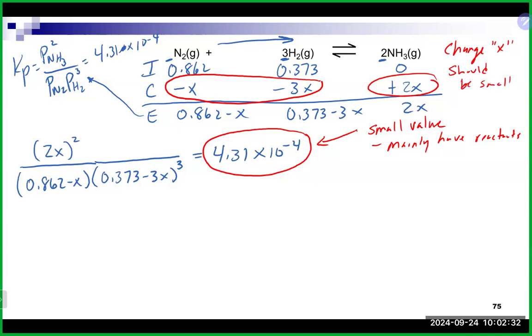So in a situation like this where you have a small K value, because you'll mainly have reactants at equilibrium and because the actual change part should be relatively small, you can make an assumption and you could assume that X is equal to 0. And again, X being our change is going to be relatively small here, negligible, if you will.